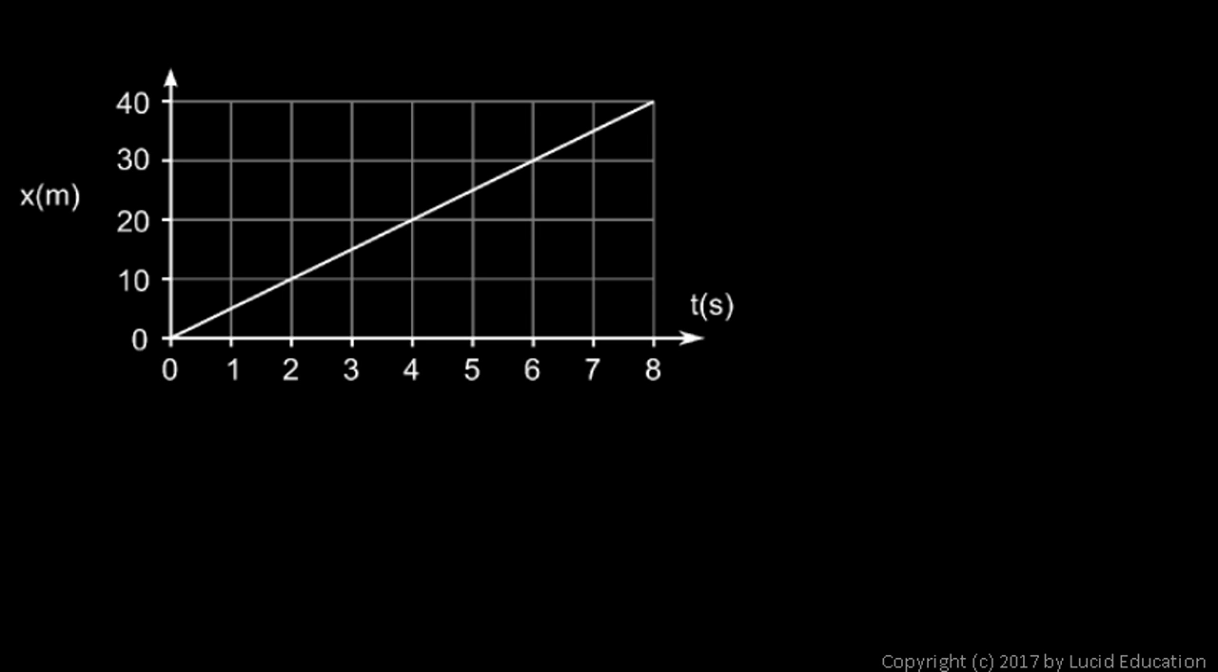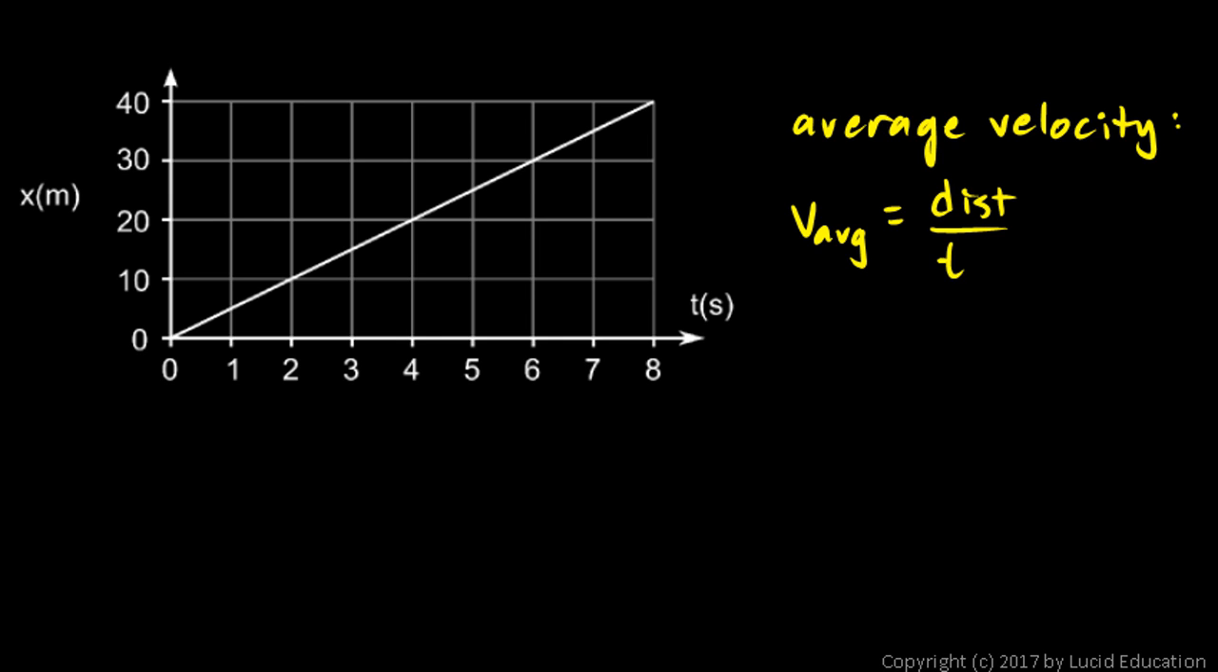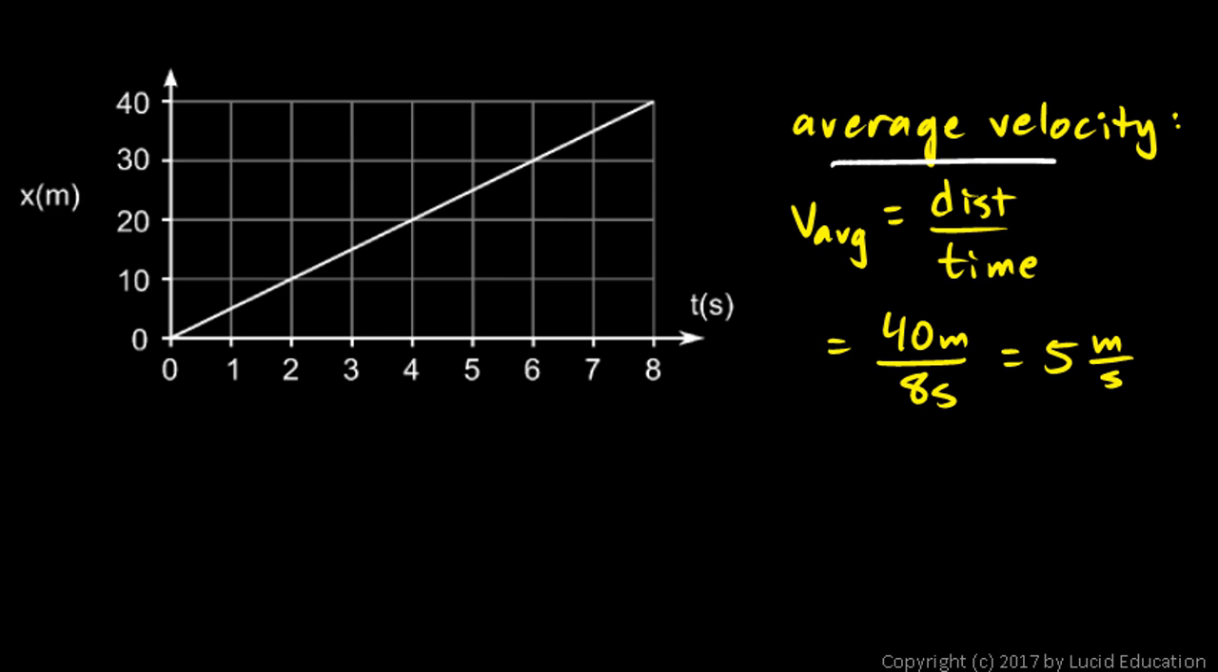Now we can calculate the average velocity of the car based on the information shown on the graph. Average velocity, by definition, is distance over time. And in this case, that comes out to 40 meters in 8 seconds. And 40 divided by 8 is 5, and note the units. The 40 over 8 reduces to the 5, and we still have meters in the numerator and seconds in the denominator. So this is 5 meters per second, and that should make sense that meters per second is a speed. It goes 5 meters per second, and that's the average velocity.